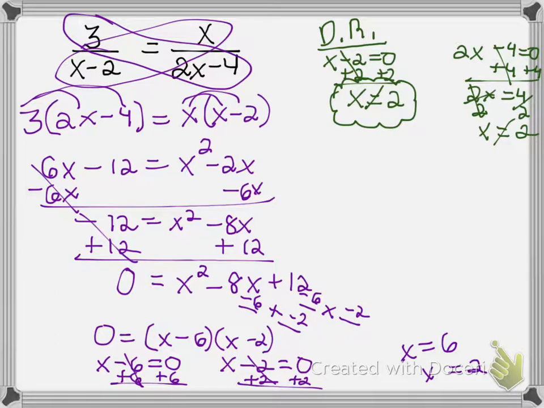Now, it appears as if both of these will be my answers, but remember what we did in the beginning? Our domain restriction? That means x can never equal 2, because if you try to plug it in right here in that denominator, it's going to make your denominator 0. So the only solution I can have is x equals 6, and that makes the second one right here extraneous. Remember that word?